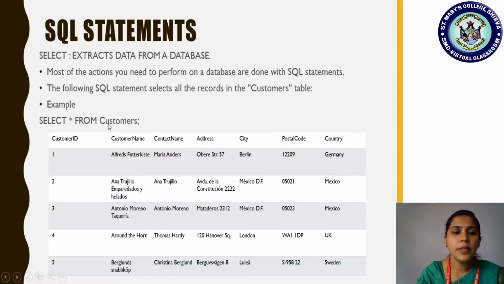Observe this table now. Select asterisk from customer. What does that asterisk symbol do? It is going to display all the tuples that are present in the customer table, right? Here you are finding customer ID, customer name, contact name, address, city, postal code and country. According to the discussion of the delete statement, what example did we take to delete a particular record? Delete from customers where customer name equal to Alfred Paterkus.